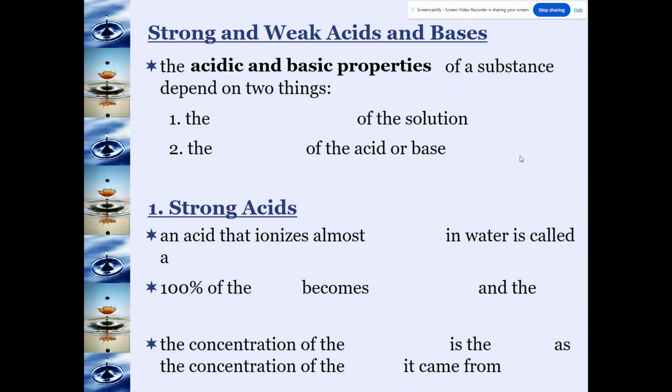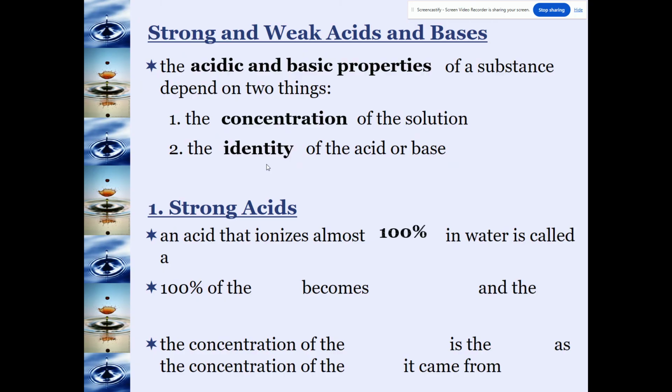So when we're talking about acids and bases, their strength, or how acidic or basic they are, depends on two things. First of all, the concentration of the solution. Obviously, the more concentrated it is, the more acidic or basic it's going to be, since it's based on the concentration of those ions and how many ions they're producing. Second is the identity of the acid and base. Some acids and bases are just considered strong, and some are just considered weak. So we're going to talk about how to identify if they're strong or weak, and then the properties of them.